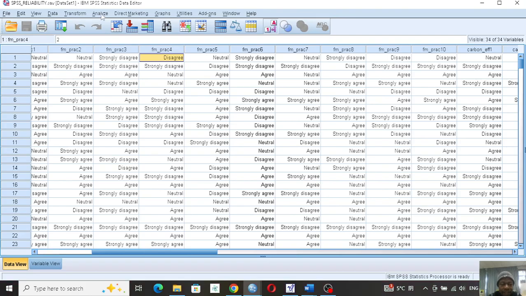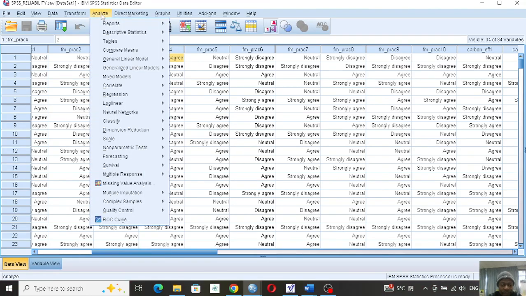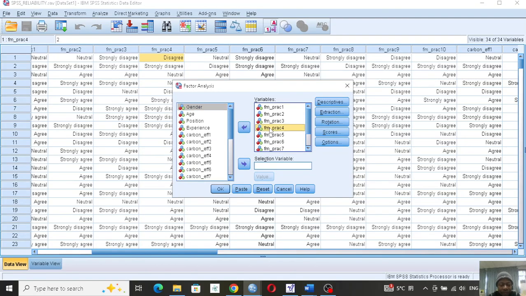You go to the same Analyze. This particular time, you go to Dimension Reduction, and then you choose Factor. I have already worked on it before, so let me have the data here. So you select as usual, and then you push them here. So I have my 10 items being measured.